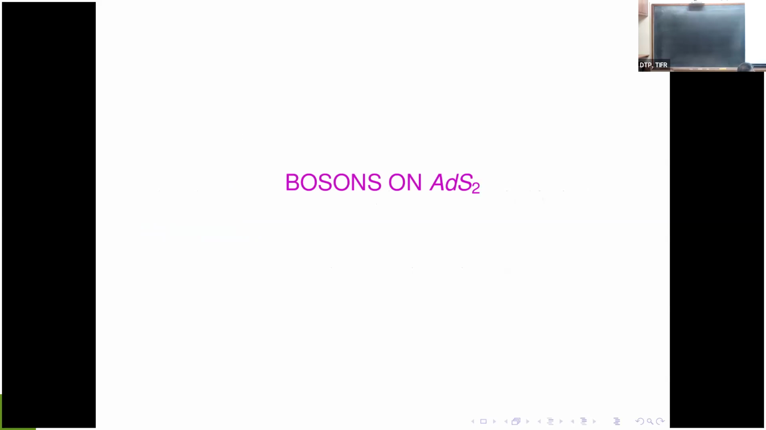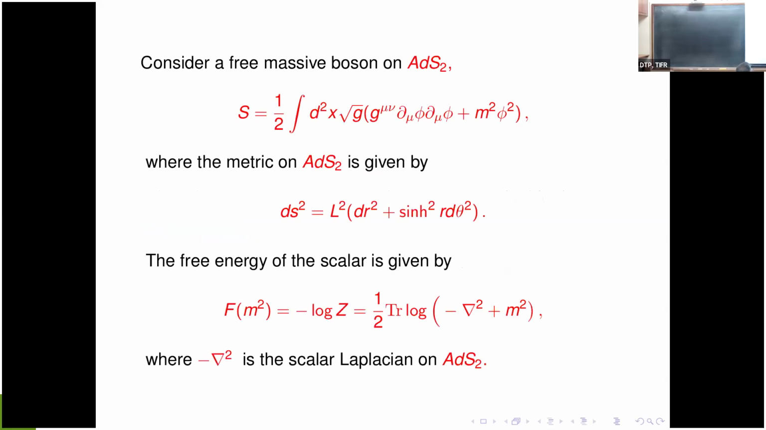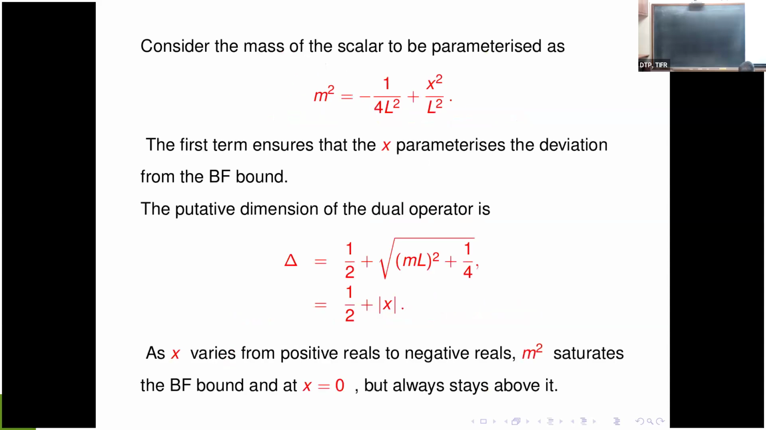First we will look at something very simple, which I think all of you must be very familiar with: just free massive bosons on AdS2. Here's the Lagrangian and the action on Euclidean AdS2. What we need to evaluate is the free energy of the scalar, which is basically the trace log of the Laplacian on AdS2, and we study it as a function of the mass. It's as simple as that.